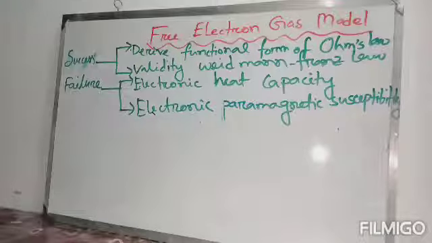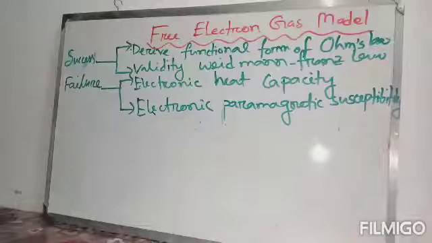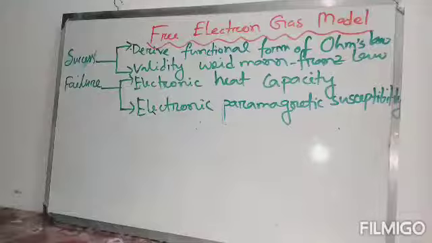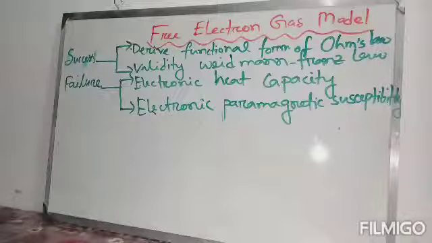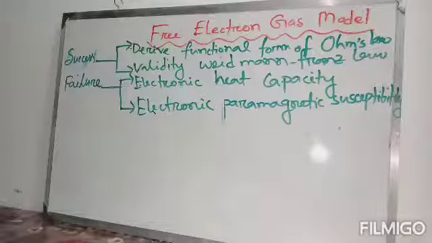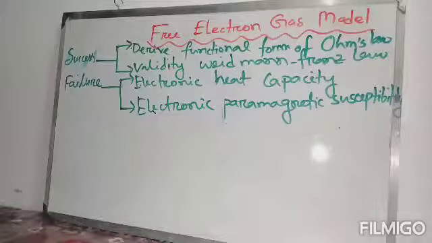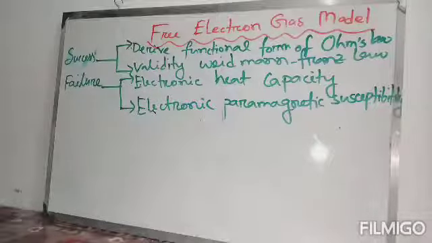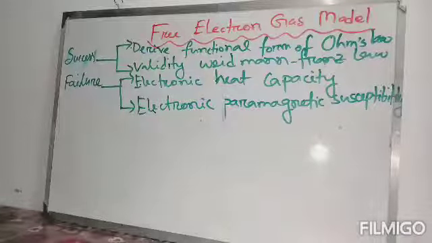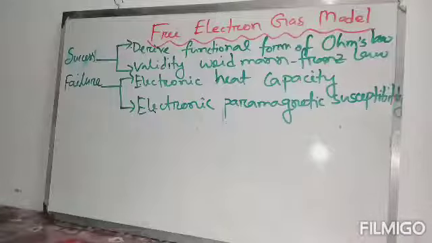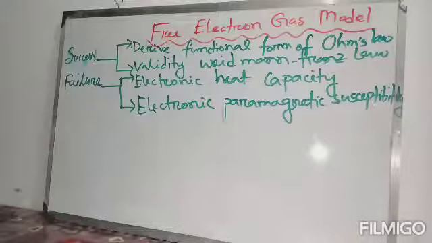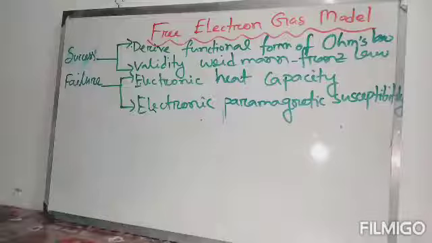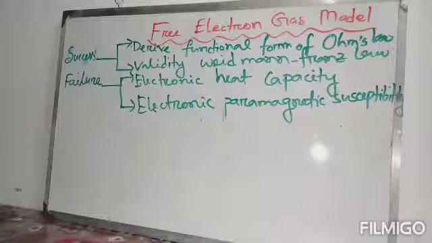This is our second lecture on the free electron gas model. In this lecture we will discuss the successes and the failures of this model. There are two successes of this model: the derived functional form of Ohm's law and the validity of the Wiedemann-Franz law. And the failures are electronic heat capacity and electronic paramagnetic susceptibility.